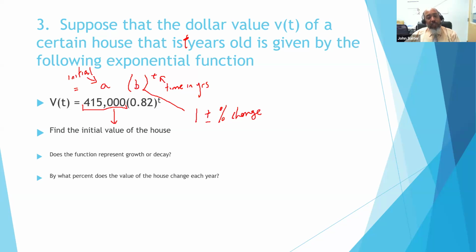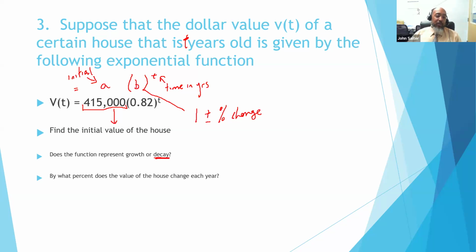Does the function represent growth or decay? Well, we talked about percent change a second ago. Growth is when it's going above 1 or 100%, and decay is when it is less than 1 or less than 100%. My number I have here for b is 0.82. That is less than 1, so that represents decay.